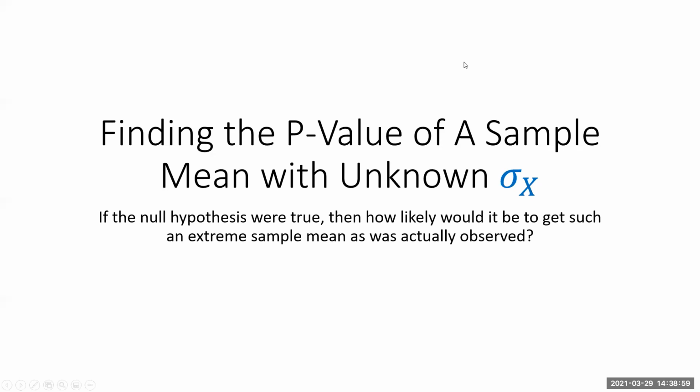So this presentation is about finding the p-value of a sample mean when you do not know the population standard deviation sigma. This is very similar to the previous presentation where we did know sigma. In fact, we're going to work through the same stories again, just taking out the part of the story that tells us sigma.